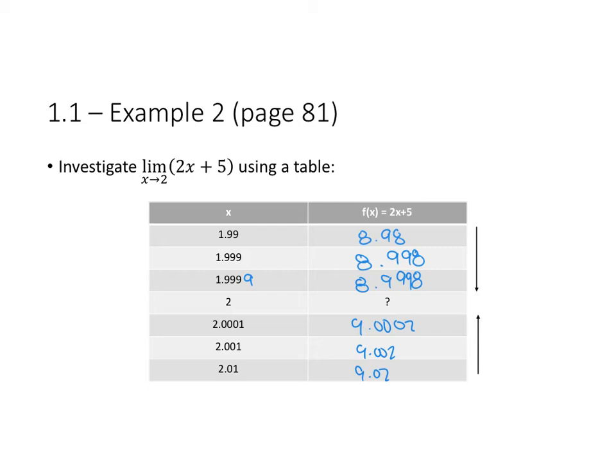These numbers are getting close to 2. So I'm getting close to 2 from either direction, the numbers that are a little bit smaller and the numbers that are a little bit bigger. And I want to know what happens to the function. As my x gets close to 2, what does my y value get close to? And hopefully you can see here that we're getting very close to 9 from the left and from the right. So the numbers that are smaller than 2 approach 9, and the numbers that are bigger than 2 approach 9. So I could say that my limit as x approaches 2 of 2x plus 5 is 9.